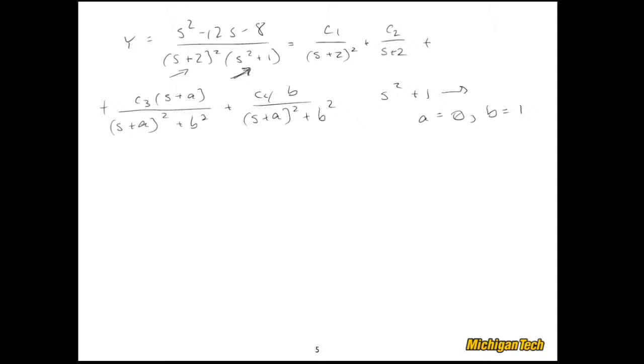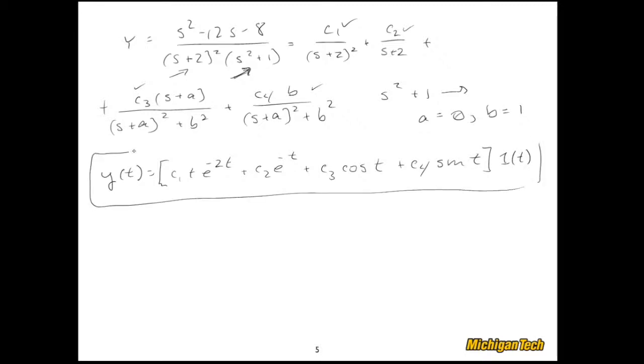Okay, so now I can write down the solution. From this term, I get a C1 t e to the negative 2t. From this term, I get a C2 e to the negative t. From here, I get a C3 cosine t. And from here, a C4 sine t. And I'll multiply the whole thing by the unit step.